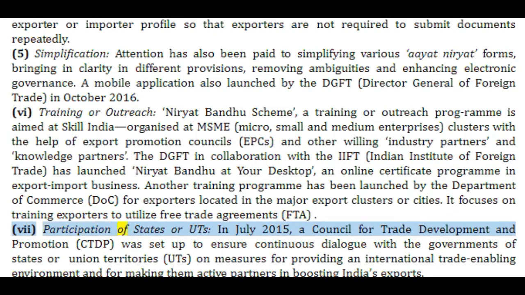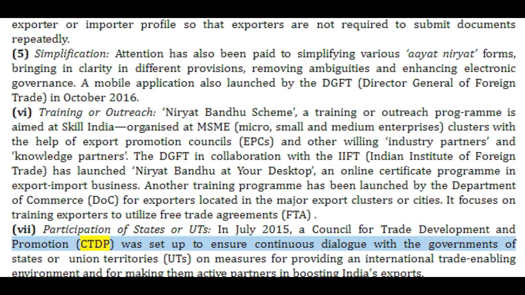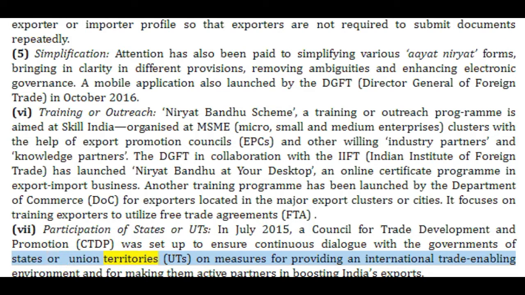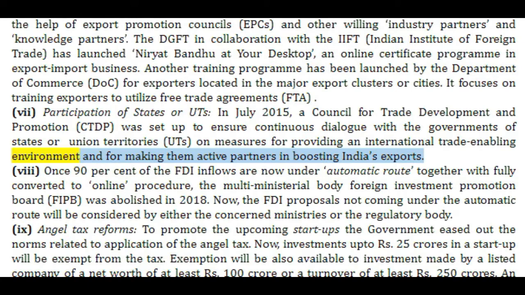7. Participation of states or UTs. In July 2015, a Council for Trade Development and Promotion, CTDP, was set up to ensure continuous dialogue with the governments of states or union territories, UTs, on measures for providing an international trade-enabling environment and for making them active partners in boosting India's exports.